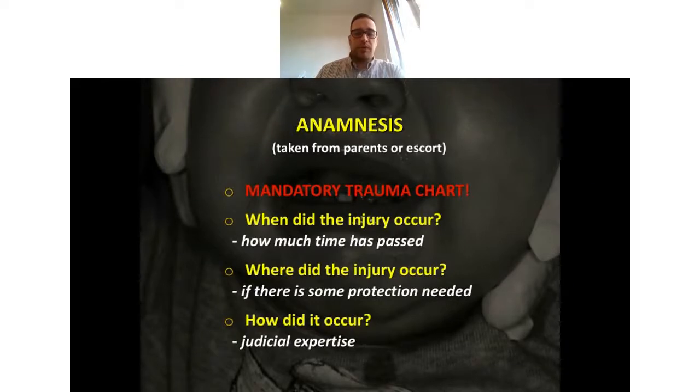It's really important because if it's violence, then you need to report it. You need to report it to the police. You need to report it to someone.